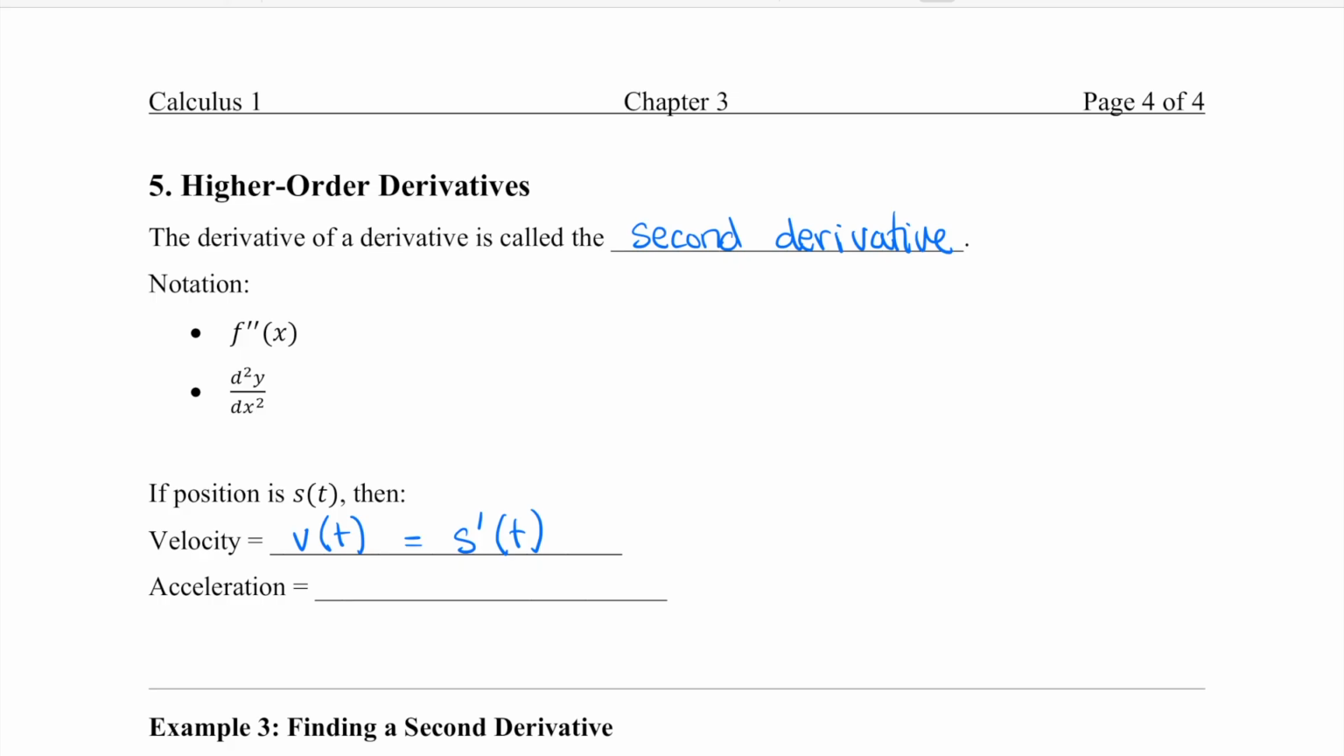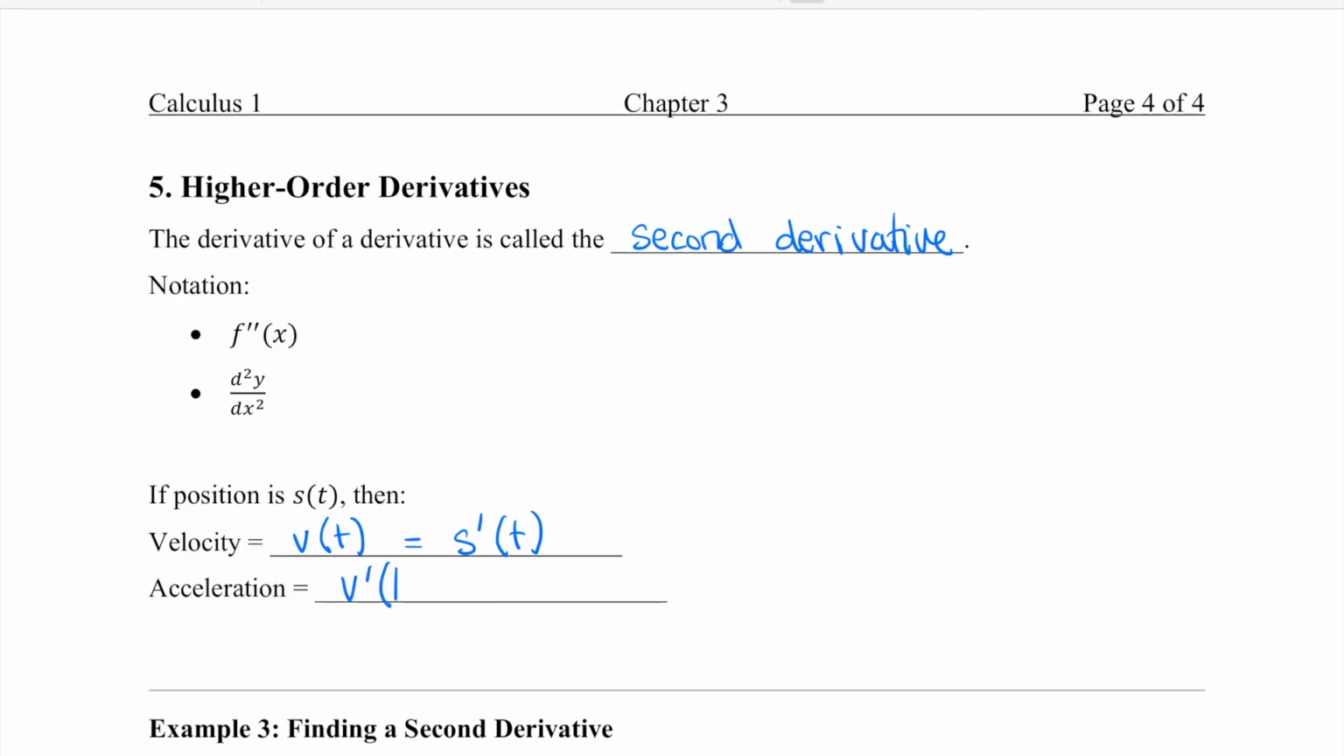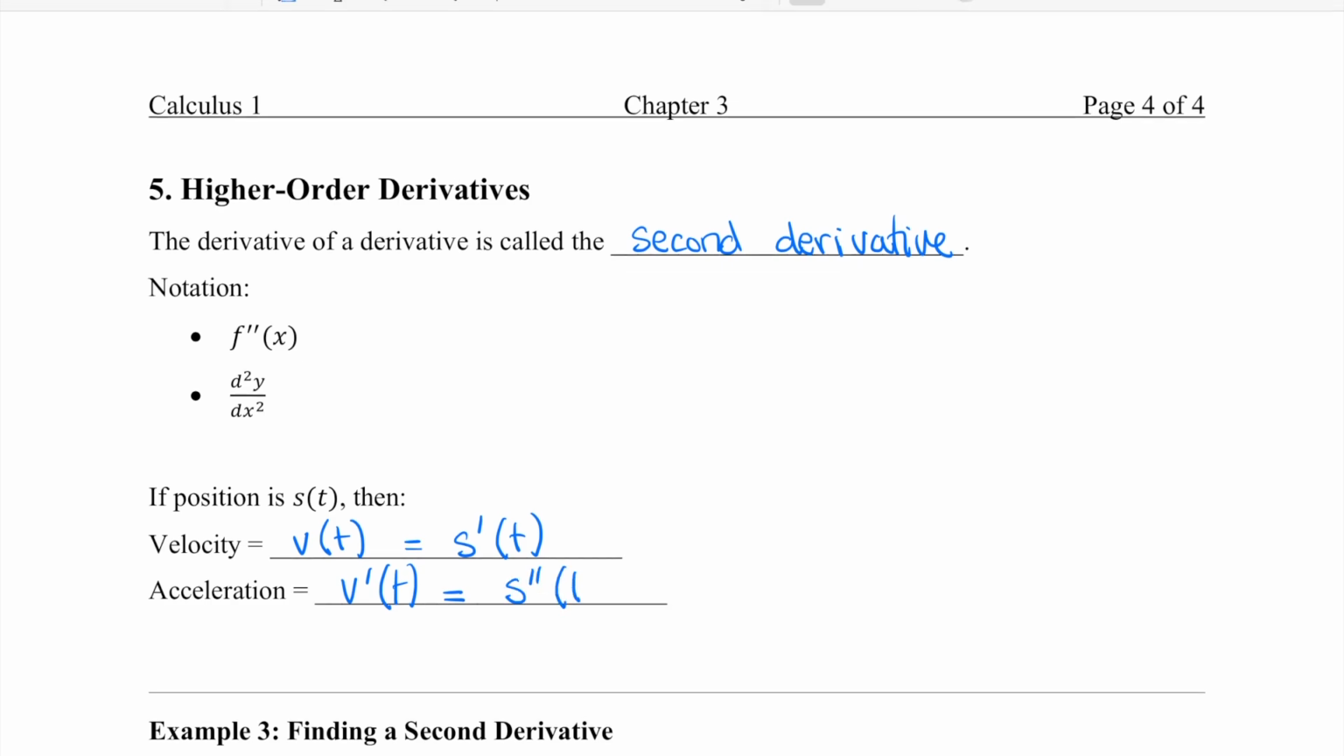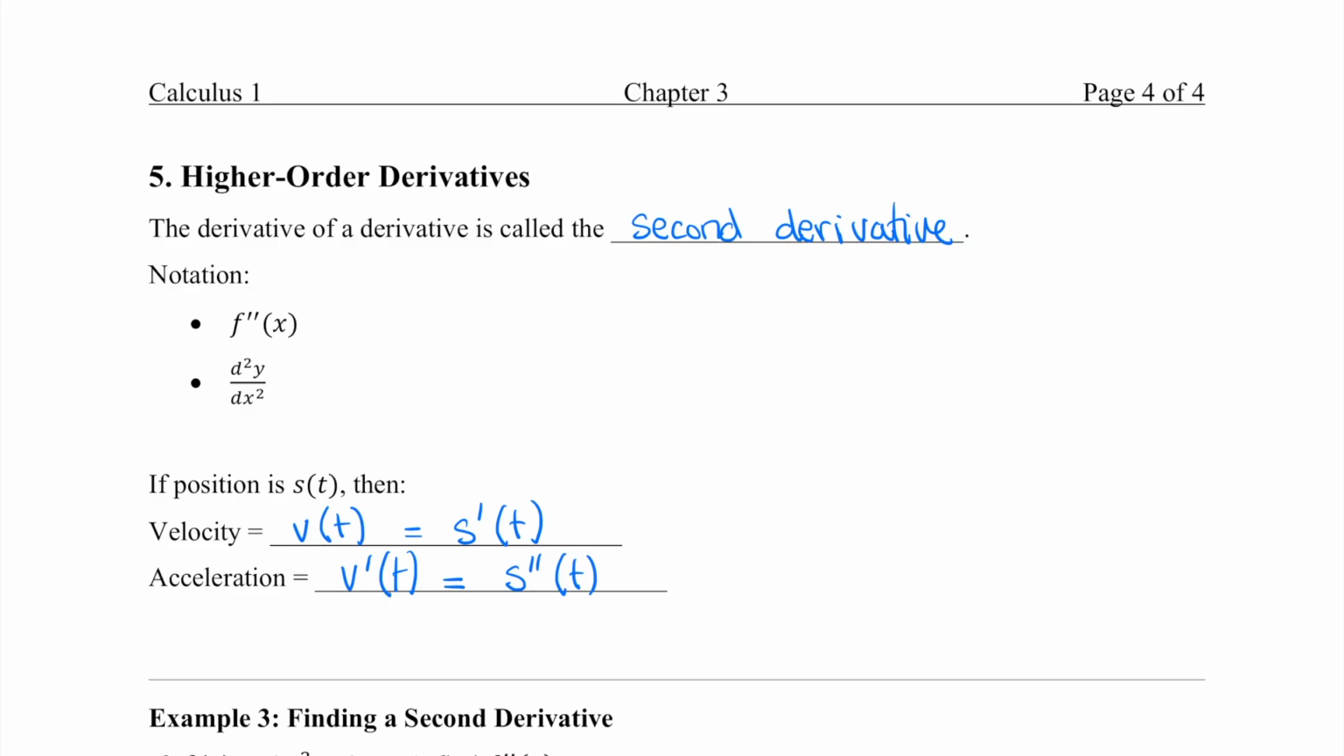Now, if we take the derivative again, we get the second derivative. The second derivative of the position gives us acceleration. So acceleration is v prime, which is s double prime. Acceleration tells us how fast the velocity is changing.